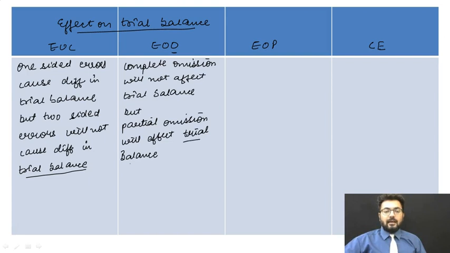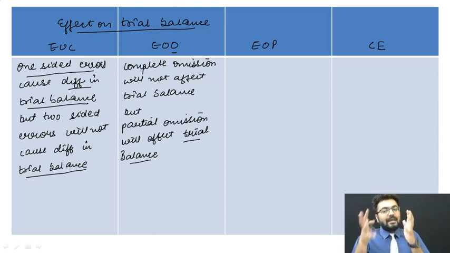Will affect trial balance. So one-sided errors are definitely going to make a difference in the trial balance, and just like that, partial omissions are also going to make a difference in the trial balance. But when it comes to complete omission, where the total entry, the total transaction, went missing, then in that particular case it is not going to affect the trial balance.